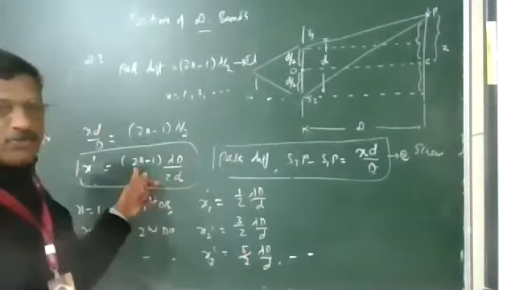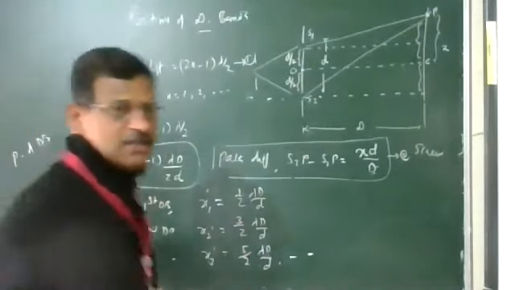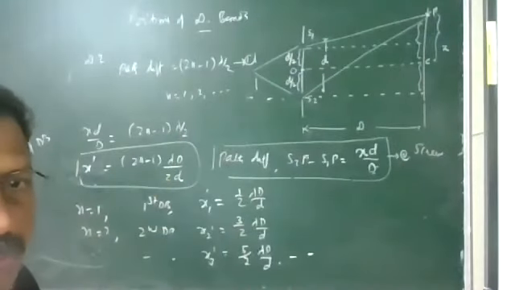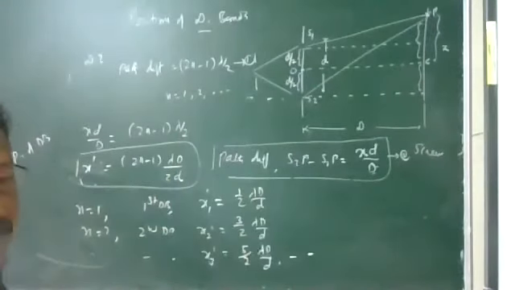So you can use this equation here for direct numericals. What will be the position of the fifth dark band from the center? Fifth dark band. Tell me the equation again. Fifth dark band: you have to put n equal to 5. 9 by 2.